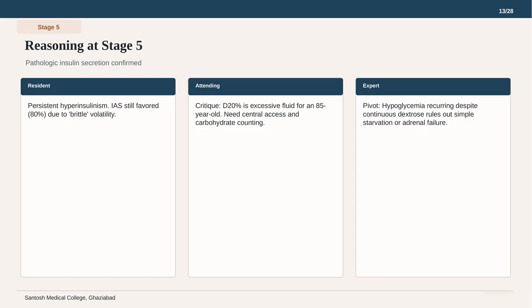The expert on the right provides the definitive diagnostic takeaway. The fact that severe hypoglycemia is recurring despite a continuous infusion of dextrose completely rules out simple starvation or adrenal failure. This means her body is actively and inappropriately secreting massive amounts of insulin. We finally managed to draw the right labs during one of these crashes.